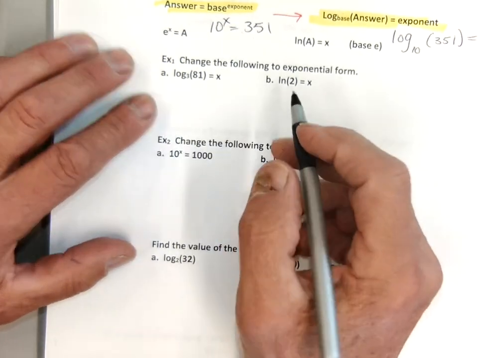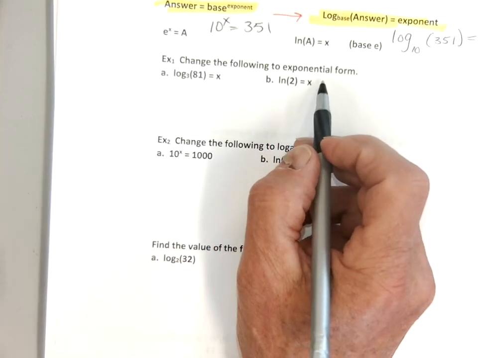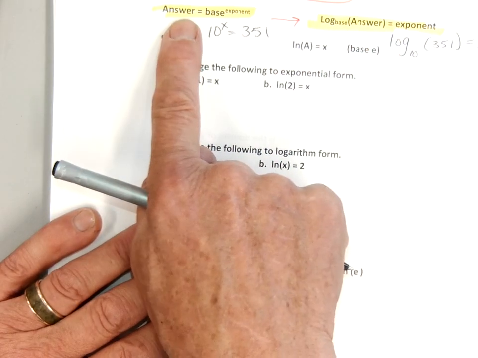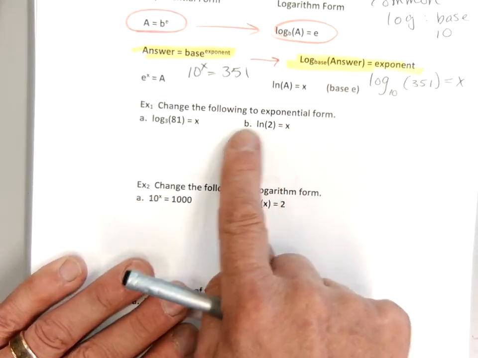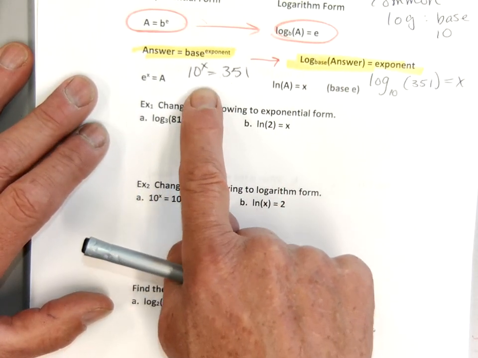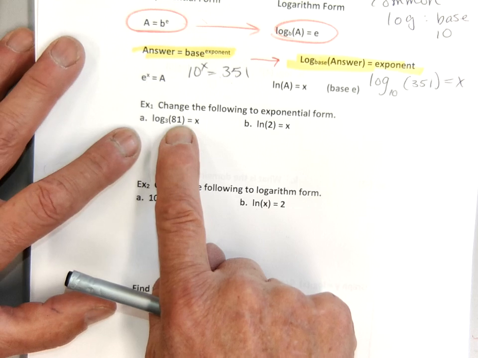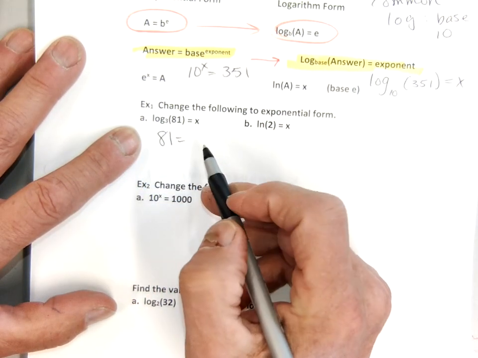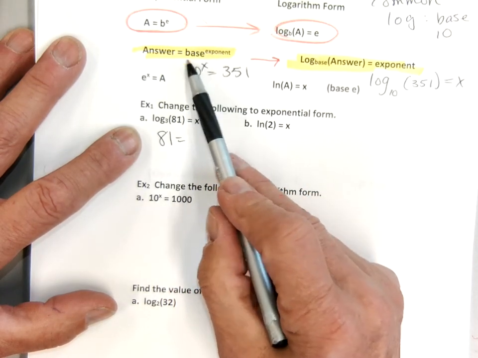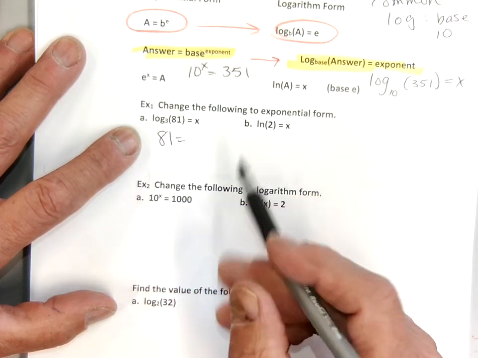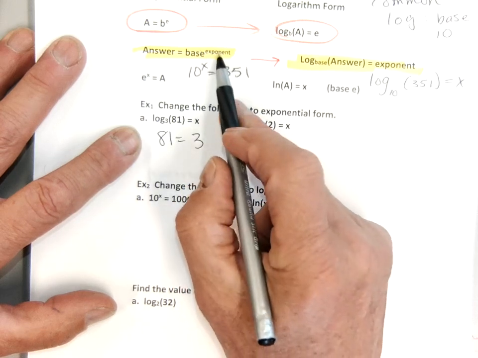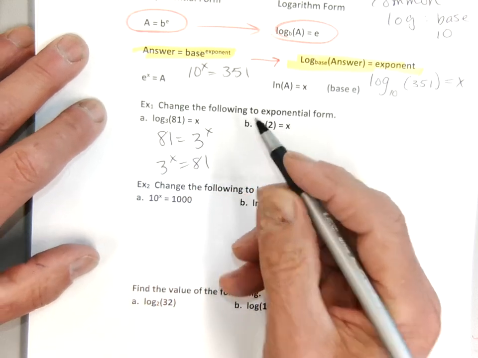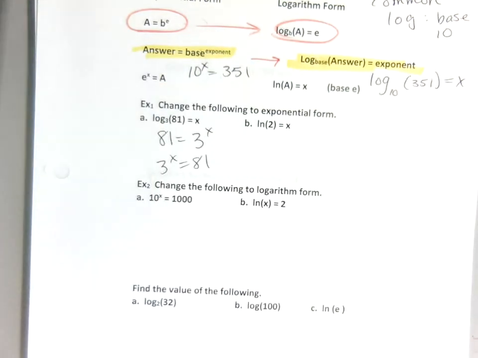First of all, change it to exponential form. So we're going from this form to this form. I'm going to rewrite it as the answer. The answer is 81 equals our base, that's our 3, to our exponent. Or I like it this way, 3 to the x equals 81, okay?